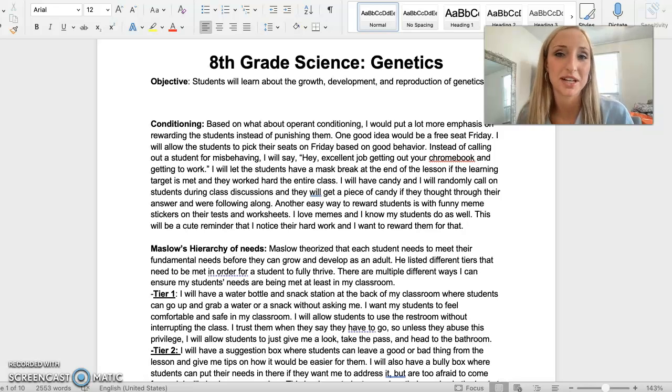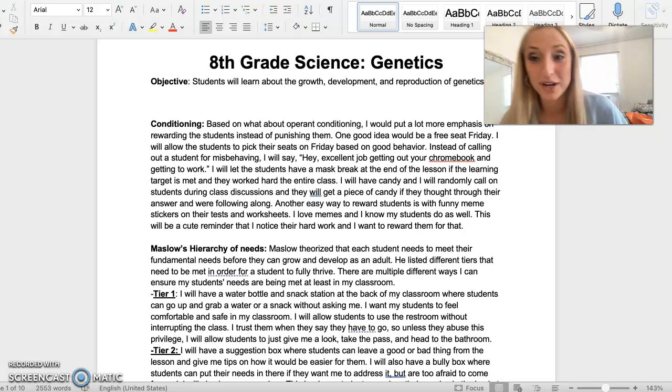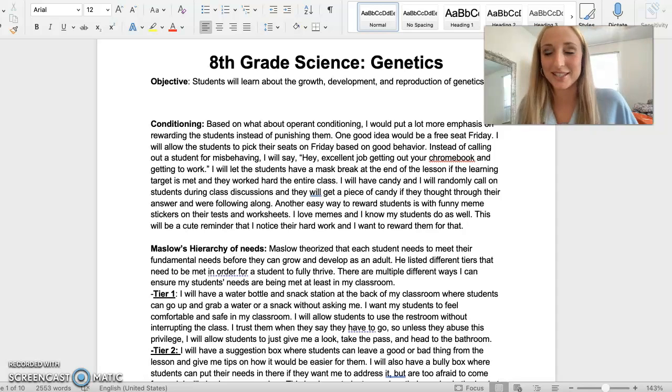My name's Emma Jordan, and for my unit plan, I did it on 8th grade science, and the topic we covered was genetics. It was the first week of genetics, so there's a lot of introduction in what I'm doing, and there's a lot of fun activities as well. But what the students will learn about the growth, development, and the reproduction of genetics. They will also learn about the history of genetics and how we got here and who got us here. So who founded genetics, which was Gregor Mendel, by the way, if you guys didn't know.